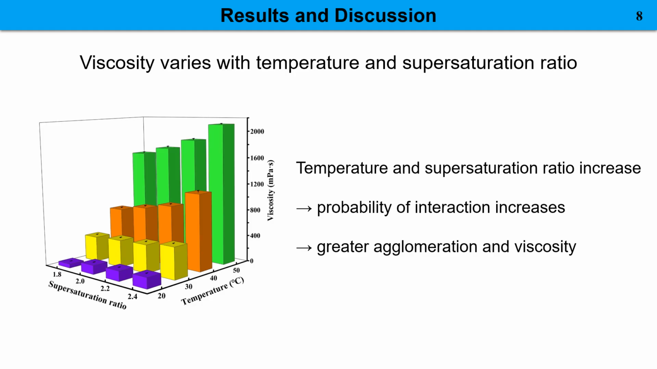Crystallization temperature and supersaturation ratio mainly affect the initial concentration, and the higher the initial concentration, the higher the viscosity. Temperature and supersaturation ratio affect the crystallization process of caffeine mainly by changing the pi-stacking between the crystal faces of caffeine and the weak interaction between caffeine and water. With increasing temperature and supersaturation ratio, the probability of interaction increases, which in turn leads to greater agglomeration and viscosity of the crystallization solution.